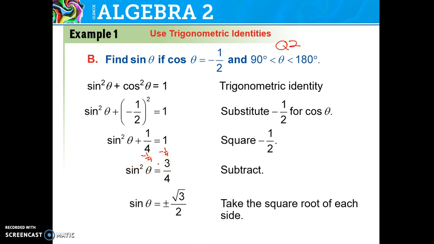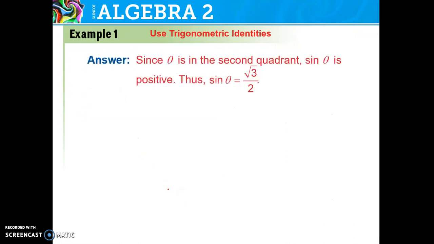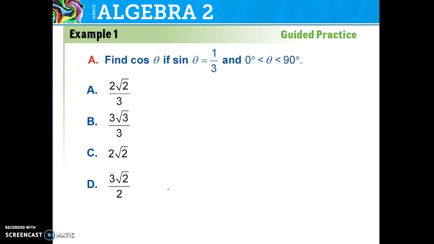And then, of course, I need to get sine by itself because I'm just looking for sine of theta, not sine squared. So I get plus or minus the square root of 3 over 2. Square root of 3 is just square root of 3. Square root of 4 is 2. And since I'm in the second quadrant, I know that sine is going to be positive in the second quadrant. So I choose the positive value, square root of 3 over 2. Okay, so I want you guys to try this one.